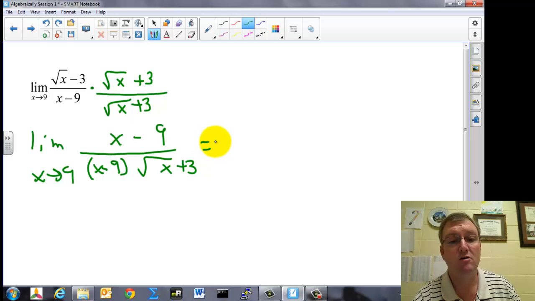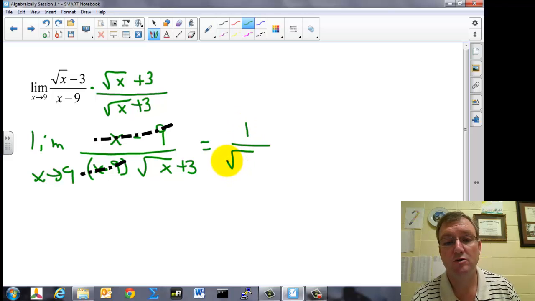So now we know from prior experience this is going to cancel out, this is going to cancel out, and we can evaluate this and get the number 1 over the square root of 9 plus 3. Square root of 9 is 3, so we get a final answer of 1/6.